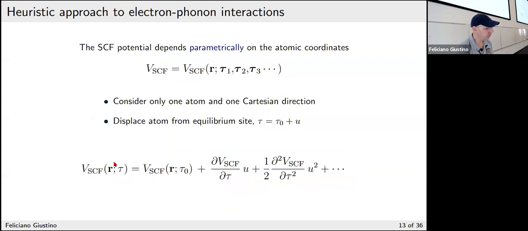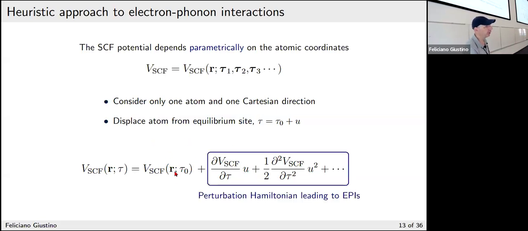So I take my potential, maybe I displace a single atom just for simplicity, and I can write the new potential as the original one plus a linear change plus a quadratic term. Whatever is left beyond the ground state one is the perturbation Hamiltonian that I need to study to understand electron-phonon interactions.